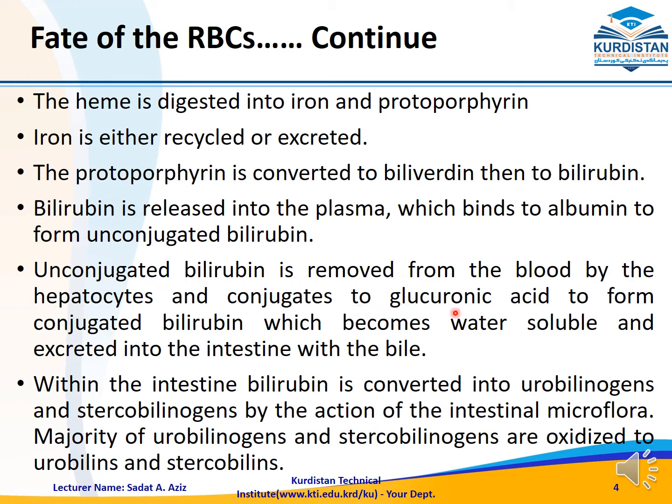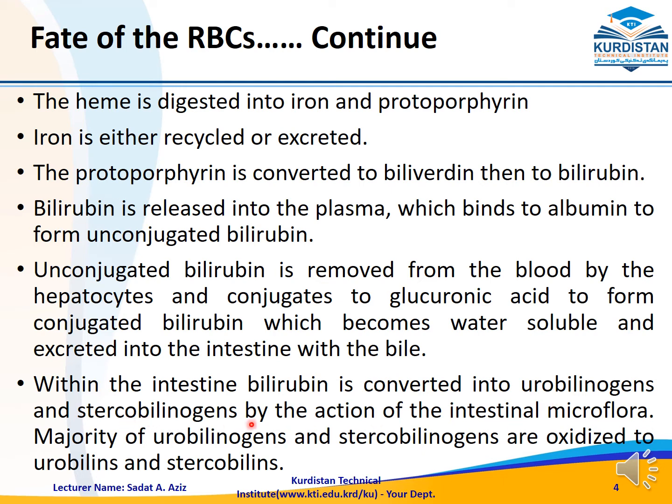Within the liver, bilirubin is conjugated with a molecule which is called glucuronic acid to form conjugated bilirubin, which makes the bilirubin water soluble and releases it into the intestine with the bile.